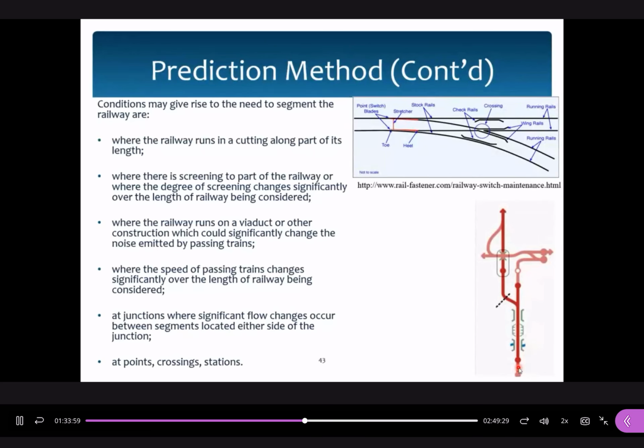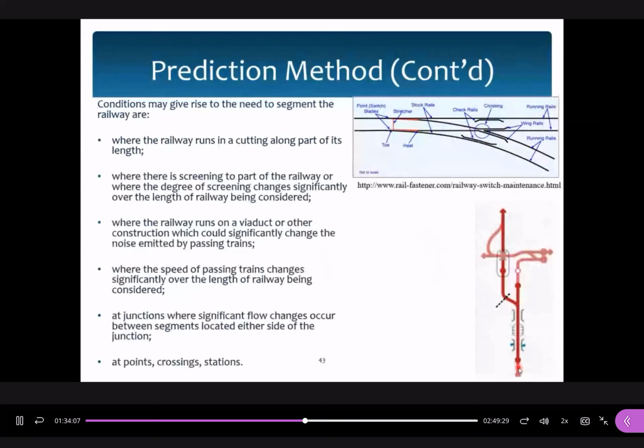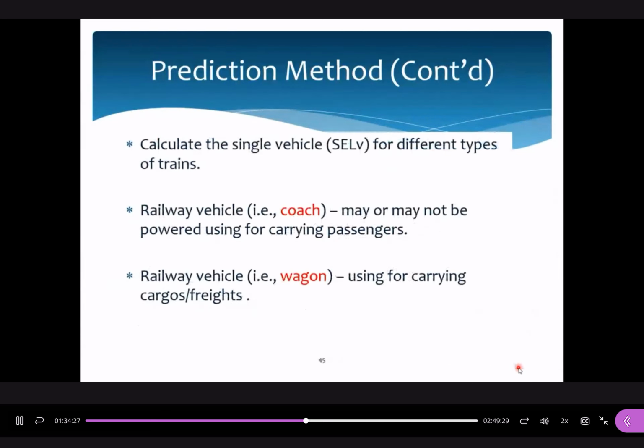Okay, this is the first stage. Any problem about the first stage? For the second one, calculate the reference noise level, SEL. Normally, in reality, we could put a microphone 25 meters away from the nearest rail track to find out the sound exposure level. Calculate the single vehicle for different types of trains. What is a single vehicle?